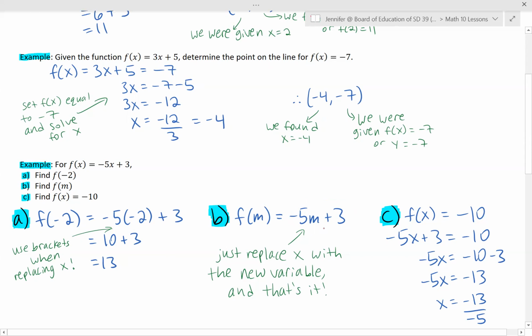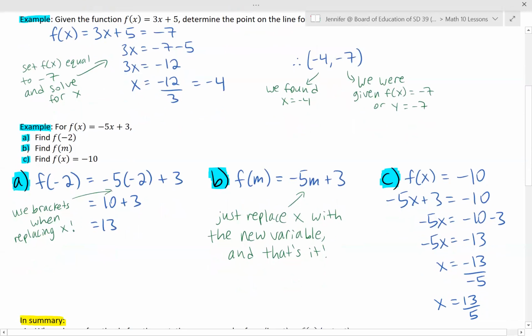And then the last example, we want to find f of x equal to negative 10. In other words, what does x have to be equal to so that when you sub it into here, you get negative 10? So to solve this, if f of x equals negative 10, we take whatever the function was and set it equal to negative 10 and solve for x. So we minus 3 on both sides, we get negative 13. We divide both sides by negative 5. Our final answer would be positive 13 over 5. And you can just leave it as a fraction.